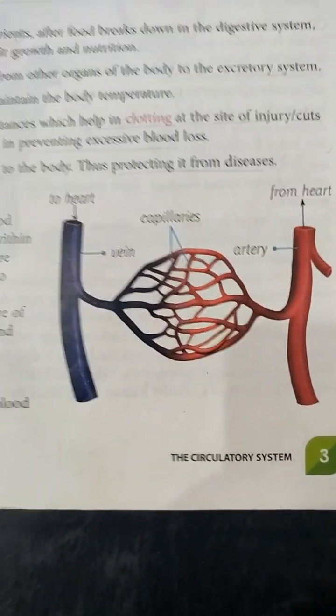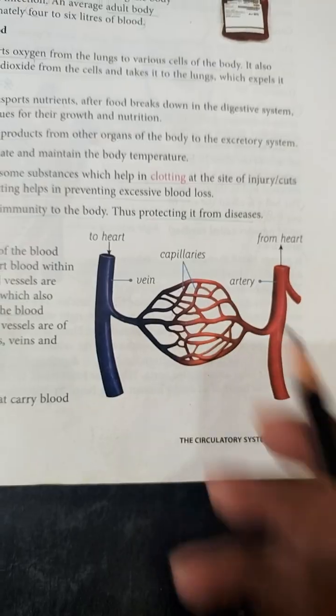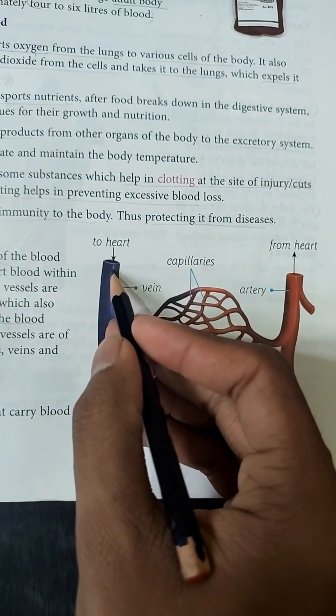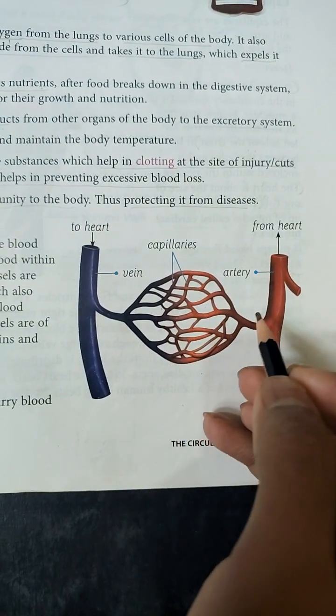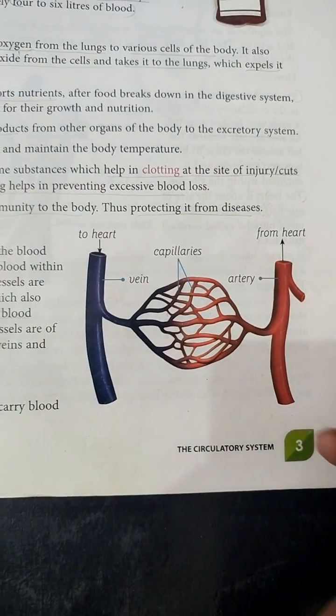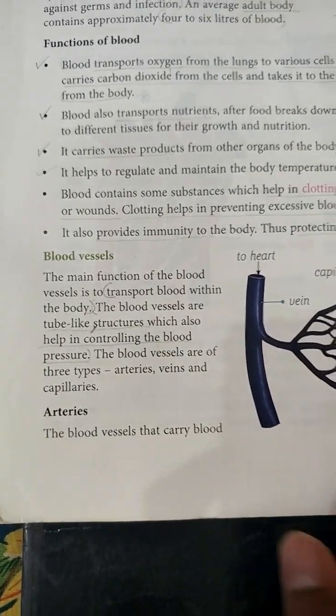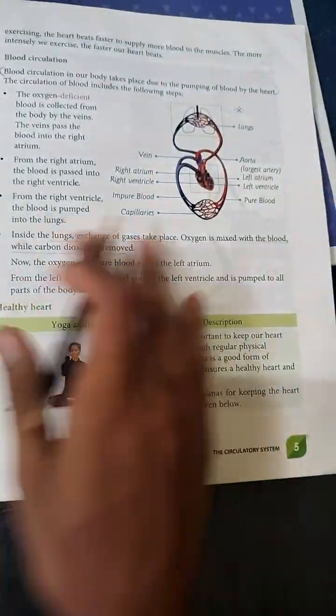Now, blood vessels. These are the blood vessels. Blood will go to the heart through this part, which is called a vein. Then it goes to the capillaries. Then from the heart, it goes to other parts of the body. That's what is meant here.